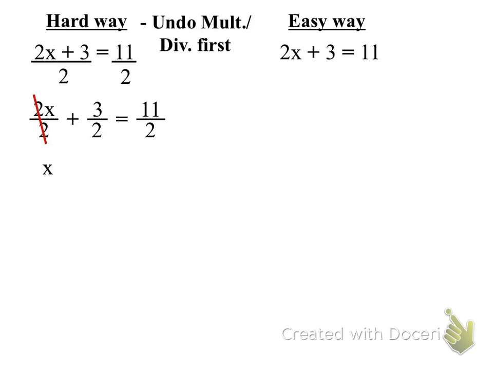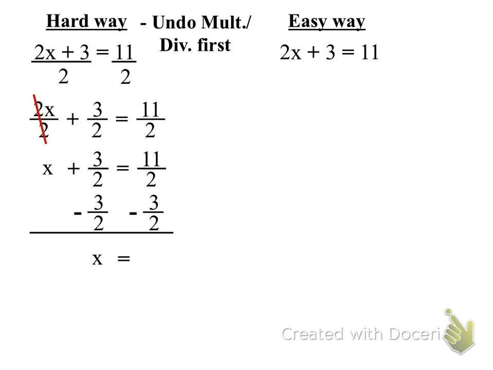And now what would I do? Subtract 3 over 2 from both sides. We subtract 3 over 2 from both sides, and we are left with 8 over 2, which simplifies to 4. It's a lot of steps. It's not really hard. One mistake that people tend to make when they divide first is they do this.